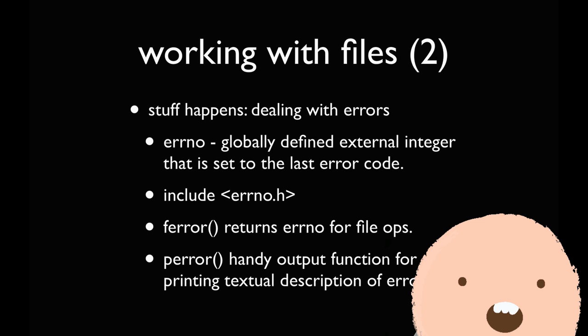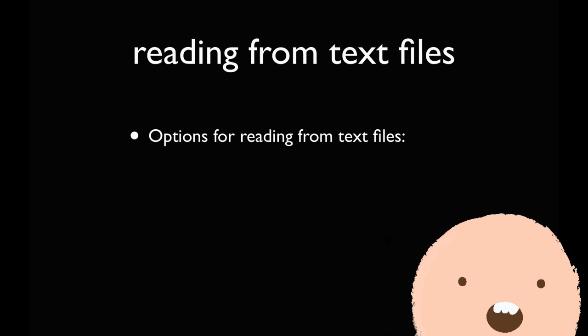Now there's another way we can get at this information as well. We can call the function ferror, and it will actually return the error number for the last file operation that failed. We can also use a function called perror, which actually prints out a textual description of that error. So instead of having just the number, which may or may not make sense to us, we can print out the actual text describing that error message. These are handy functions to use when we're trying to debug our program.